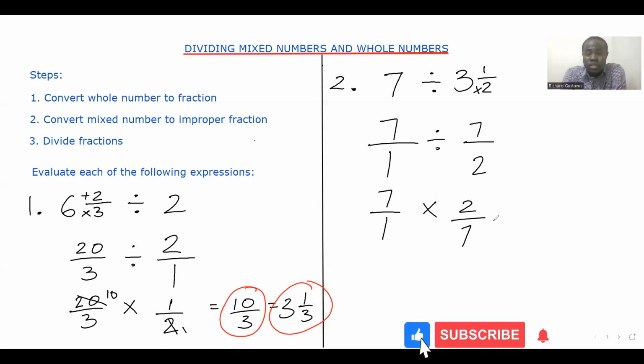Afterwards, we look to reduce or cancel. So we compare numerators and denominators. So here we have 7 and 1, can't be reduced. Here we have 2 and 7, can't be reduced. Then we look along our diagonals. We see 7 and 7, yes.